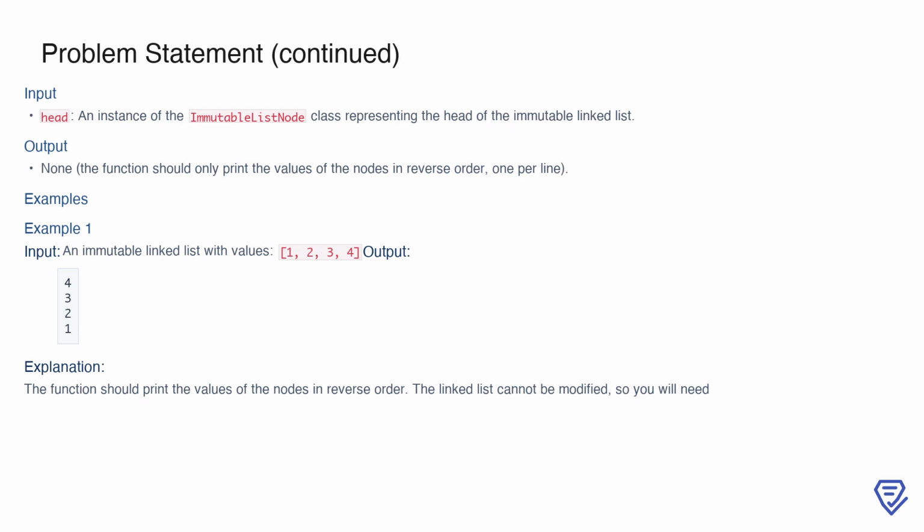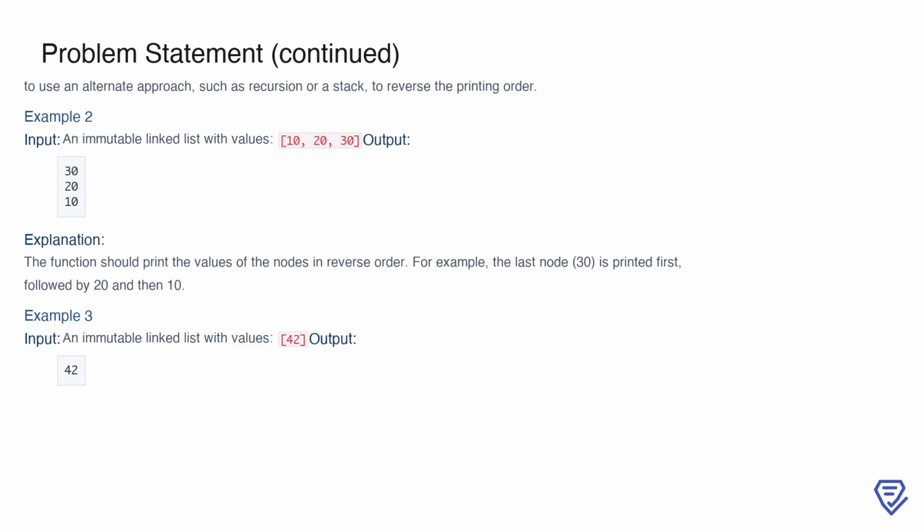For example, if the linked list contains the values 1, 2, 3, 4, the output should be 4, 3, 2, and 1, each printed on a new line. In this case, since the list is immutable, you cannot reverse it directly, so you'll need to rely on alternate approaches to achieve the desired output. To provide another example, consider a linked list with values 10, 20, 30. Here, the output would be 30, followed by 20, and then 10, each printed on a new line.